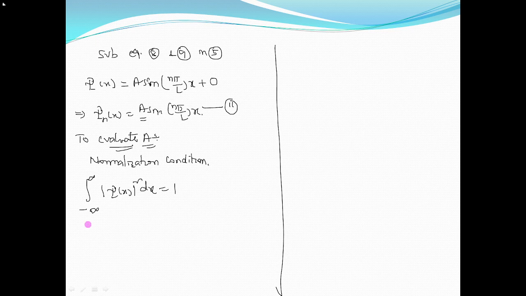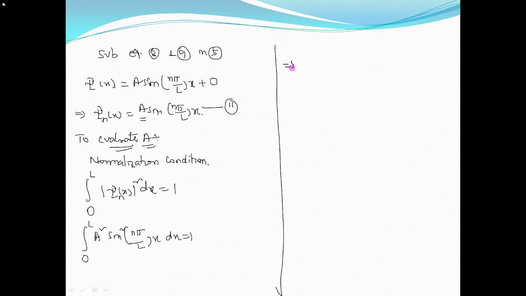But for this problem, what are the boundaries? Not from minus infinity to infinity. It is from 0 to L. So the integral of modulus of psi n of x whole squared dx is equal to 1. Now we'll do the problem. Integral 0 to L, psi n x squared, we can write as a squared sine squared n pi by L into x dx is equal to 1.